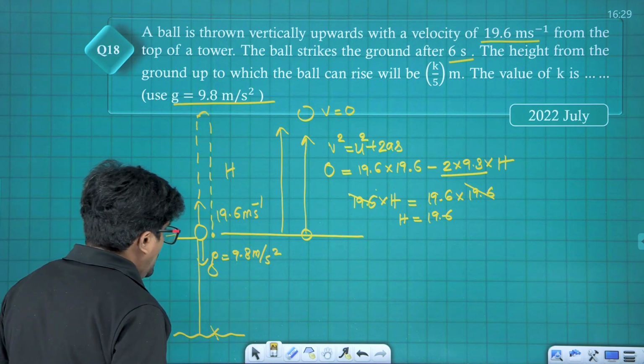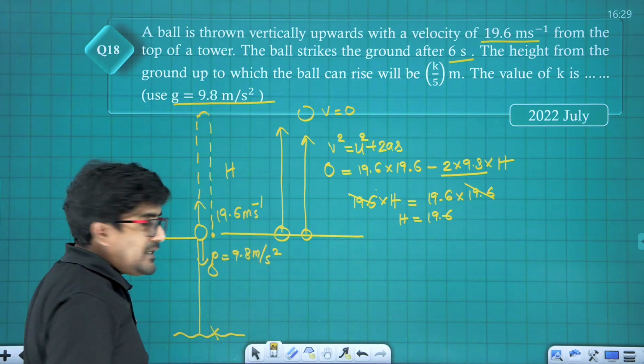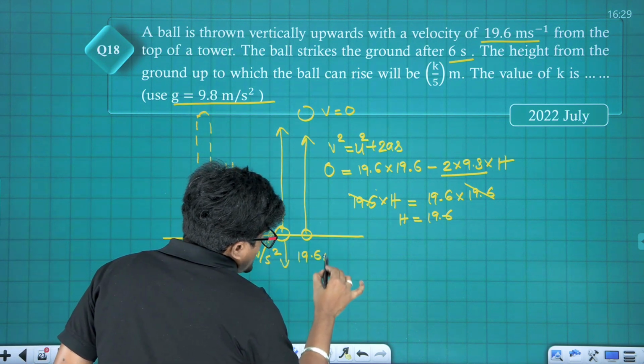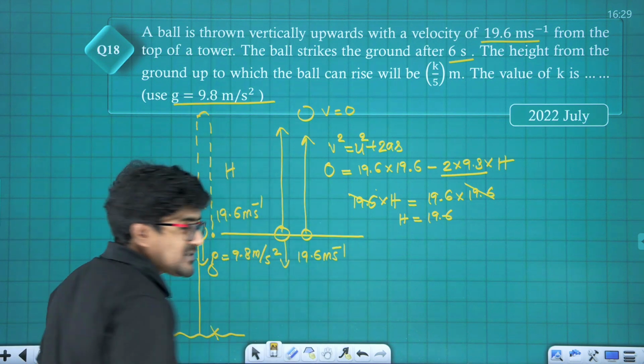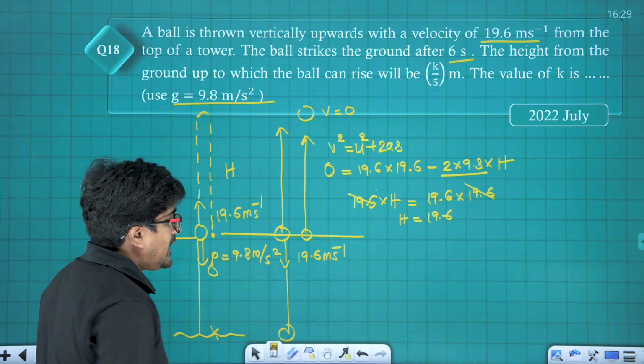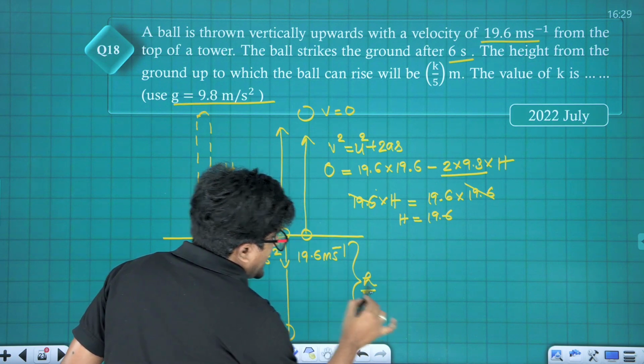Now if this was thrown in the upward direction with a speed of 19.6, then while moving in the downward direction also it is going to have the speed of 19.6 meter per second only. Now in the next 2 seconds it's going to travel in the downward direction, and let me see what this height is now. That is small h I am marking.